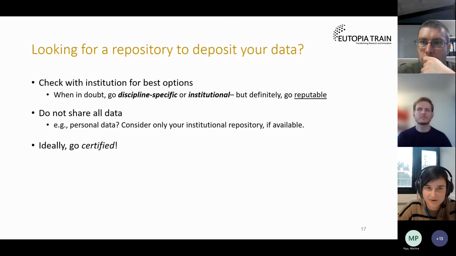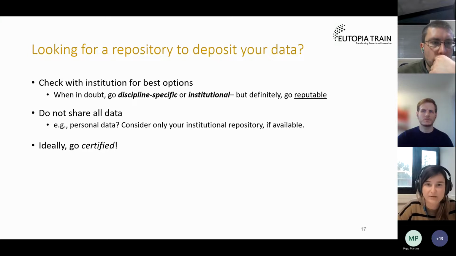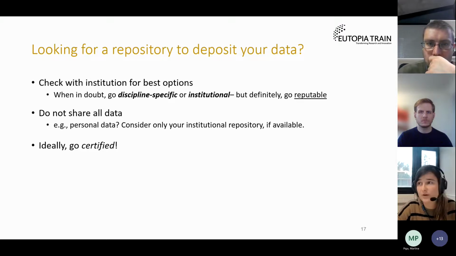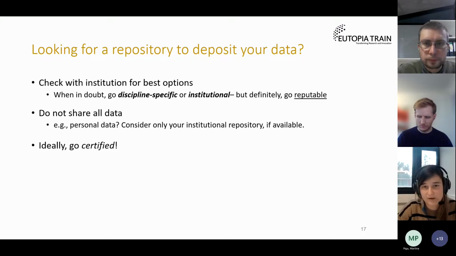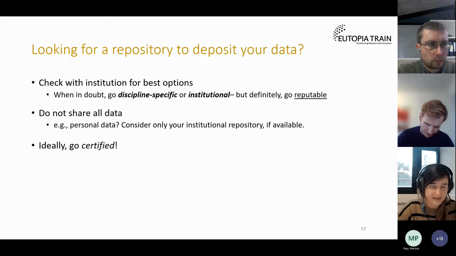Again, do not share all your data, especially if you have personal data. What is the policy in your institution? Do you have an institutional repository? You should try to use that one if it's applicable. If not, is there another policy in your institution? You should always ask first within your institution, of course. And then ideally go certified.